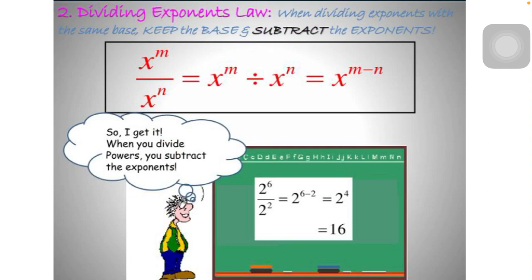So here they are dividing, so the powers will be subtracted. Earlier you added the powers, which gave you 9, but here you are subtracting because the numbers are in division. So here you will get 6 minus 2, 2 raised to power 4, and it will be equal to 16. So this is the second law.